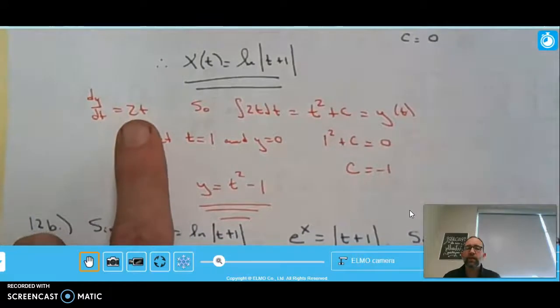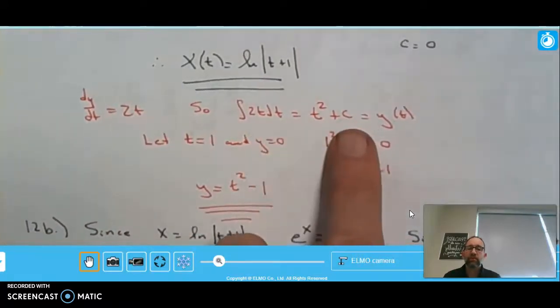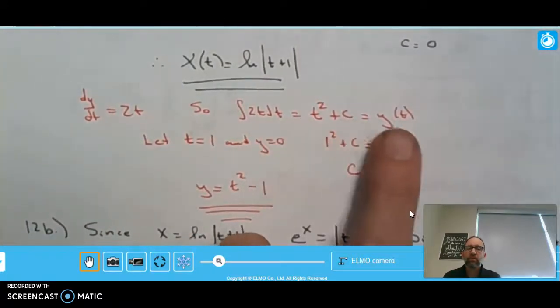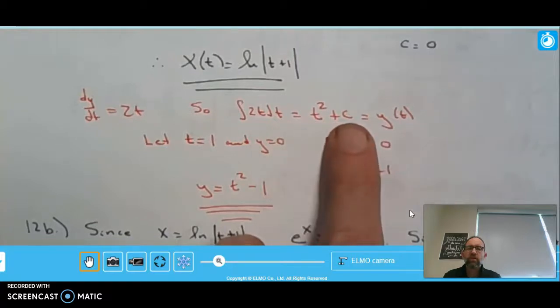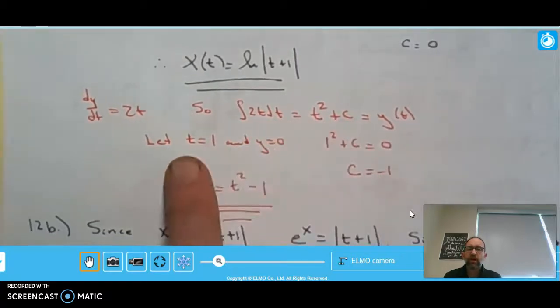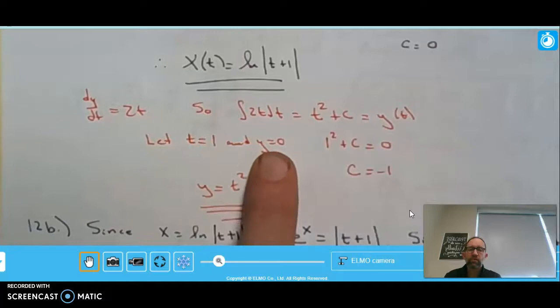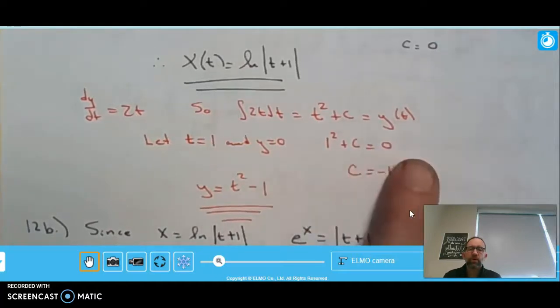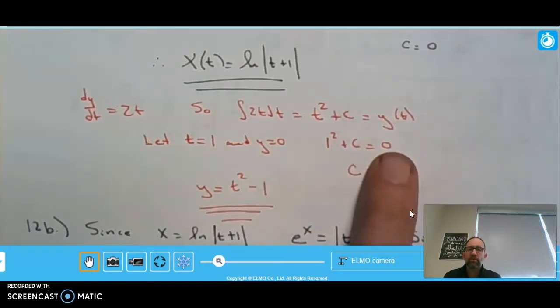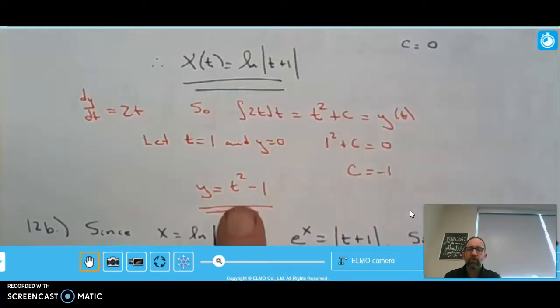Likewise, if this is dy/dt, when we integrate that, this gives us a function y in terms of t. We have a plus c here, and we know that when t is 1, y is 0. So if we plug in 1 for t and 0 for y, we get the constant to be -1. So this would be the parametric equation for y as a function of t.